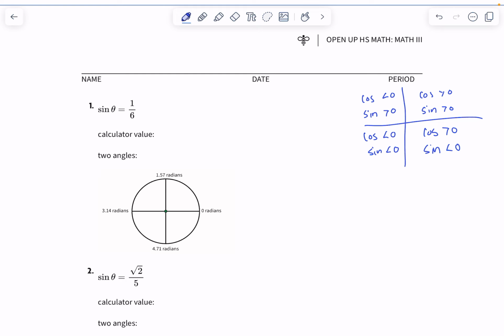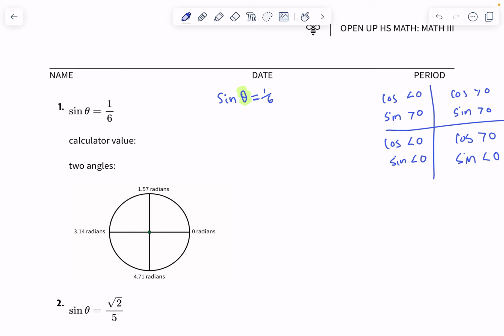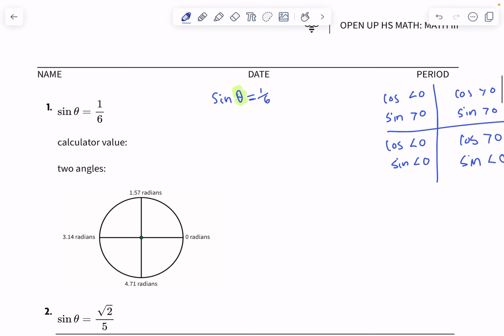So I have sine of theta is equal to 1/6. Okay, what does that mean? That means that sine of theta is 1/6, right? And I want to find theta. So we should feel comfortable solving for this, right? To get rid of sine, I do sine inverse. What I do to one side, I do to the other, right? Good. So theta is equal to sine inverse of 1/6.